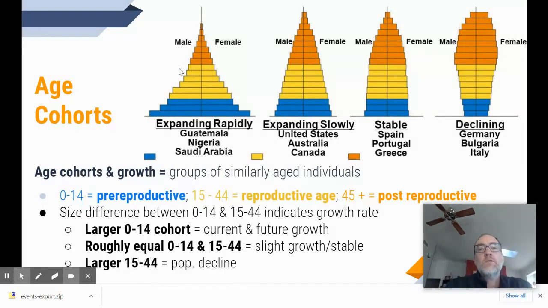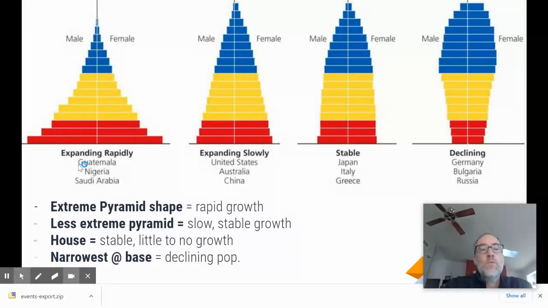So you should be able to distinguish between those and also know some examples of countries which would fit that model. So when we look at expanding rapidly, we look for a big base of pre-reproductive. Those are children, and those children will quickly step into reproductive, and we know that populations are going to be growing quickly. Expanding slowly, you can see there still is kind of a Christmas tree pattern, less extreme. Stable, they call this kind of like a house. It looks kind of like a house, and the cohorts are pretty comparable in terms of the numbers.